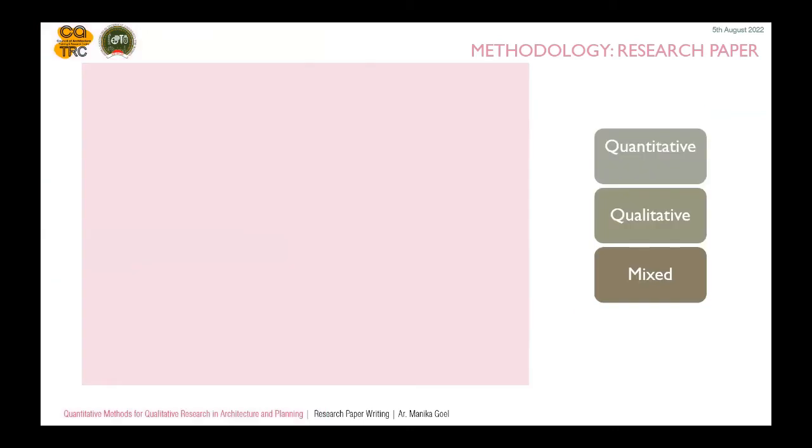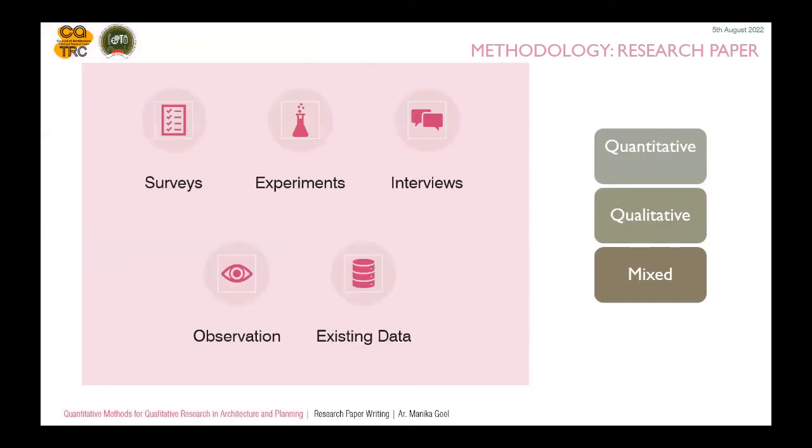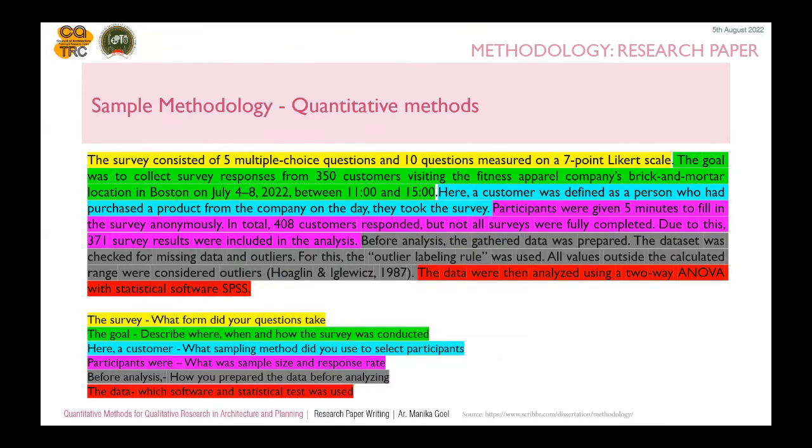So, just quickly brush up again. Methodology can have three types: quantitative, qualitative, and mixed, done by survey, experiments, interviews, observations, and existing data. So if you take an example of a quantitative methods sample, if you read here, it has been divided into 6 color codes. The first, reading it for you: the survey consisted of 5 multiple choice questions and 10 questions measured on a 7-point Likert scale.